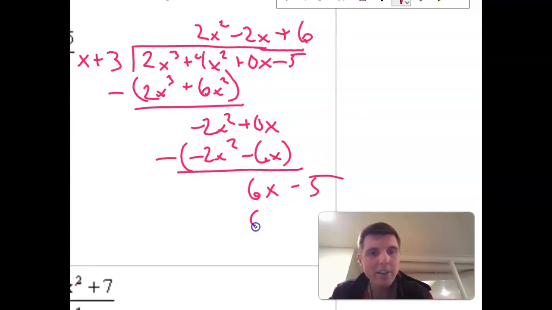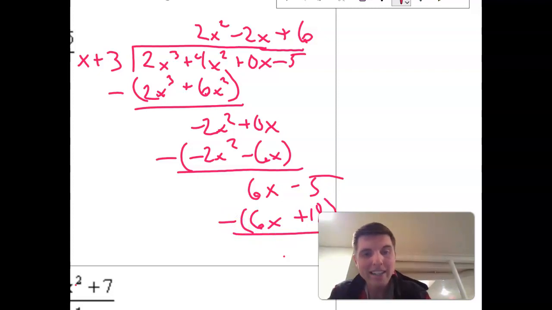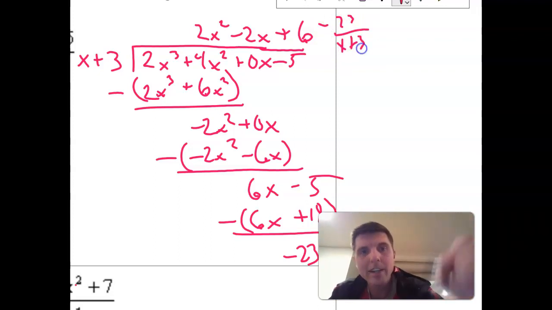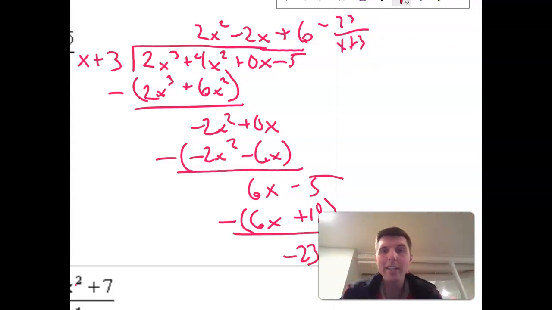And then multiply across, so 6x plus 18. What's my remainder? I'm subtracting here, it's negative 5 minus 18, so negative 23. So I'm going to add that at the top here, minus 23 over x plus 3. It's nastier, but I could integrate that now. And you'll see how here in just a second.